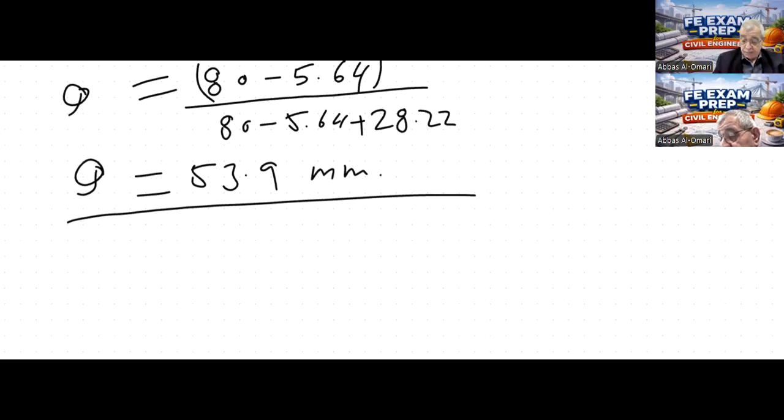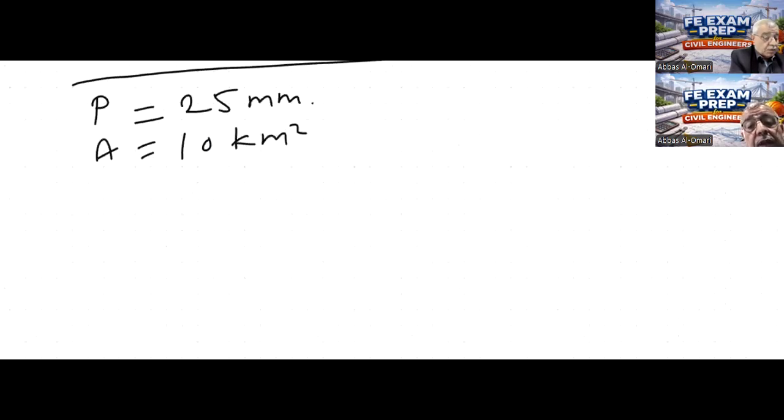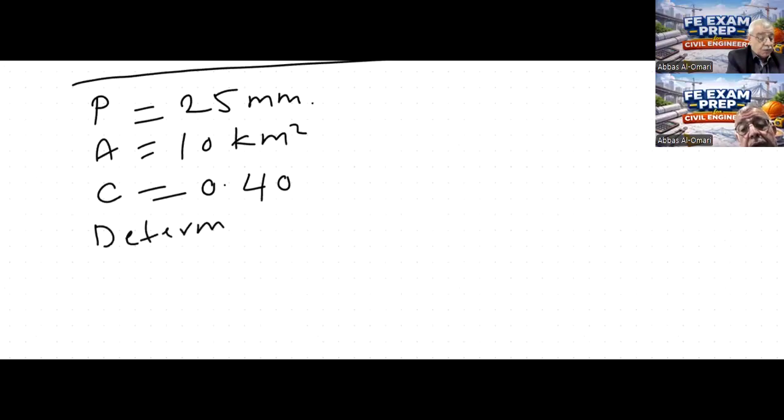Now the next question, we have a storm precipitation equals 25 millimeter and area of the catchment equals 10 kilometers square, and the runoff coefficient C equals 0.4, and we want to determine runoff volume.